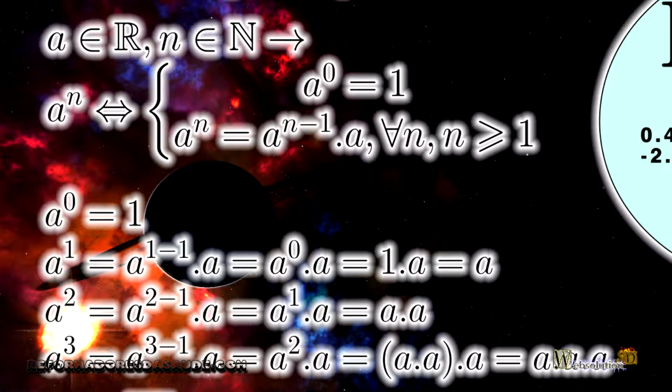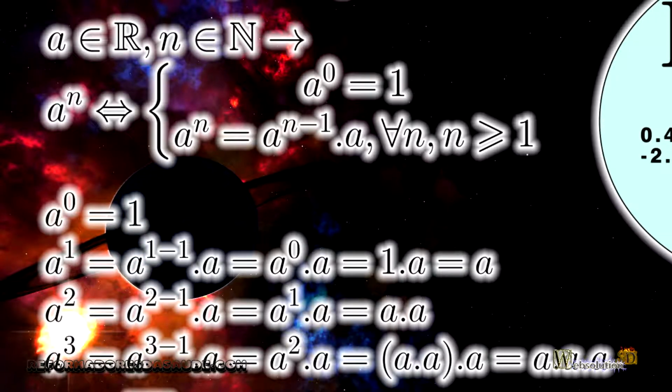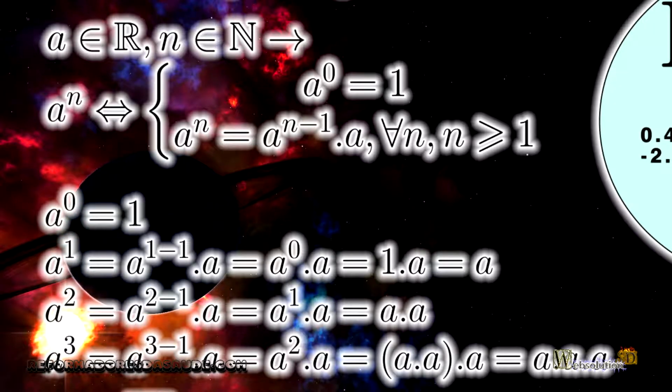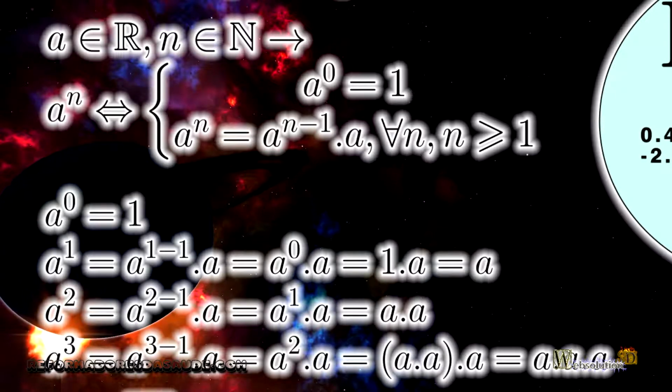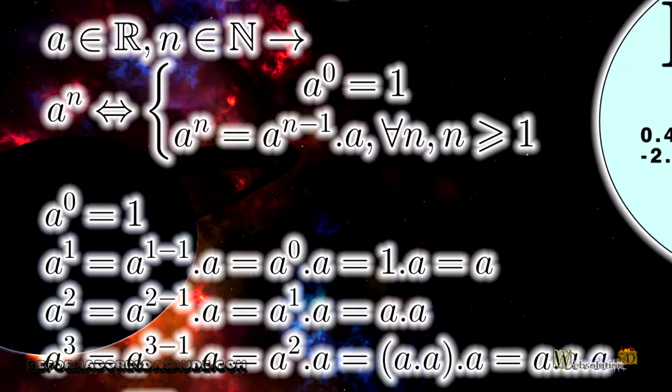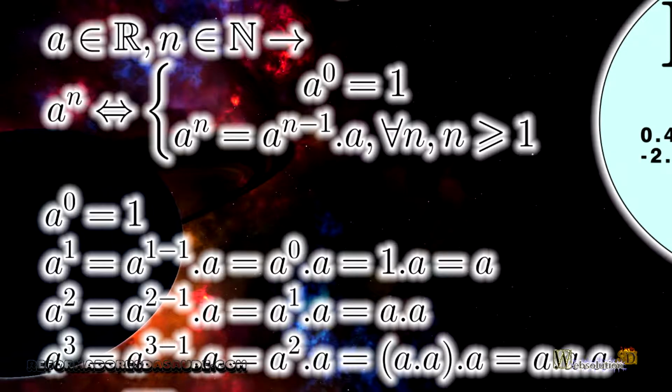We know that A raised to 0 is 1. According to the formula, if n equals 1, we have that A raised to 1 equals A raised to n minus 1, but n is 1, so 1 minus 1 is 0. We have A raised to 0, and every number raised to 0 is 1. According to the formula we have to multiply it by A, so A raised to 1 is A.